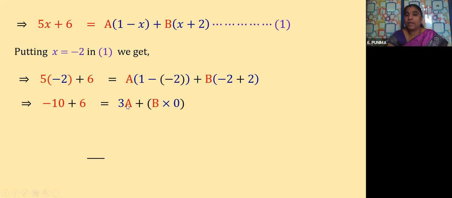3 into a is 3a plus b into 0. So what is it, children? Minus 10 plus 6 is minus 4 is equal to 3a. So a is equal to minus 4 by 3. A is equal to how much? Minus 4 by 3. Now we got the two values.